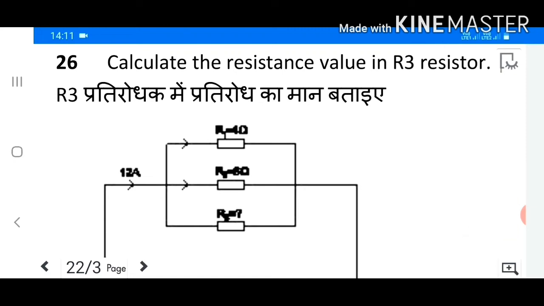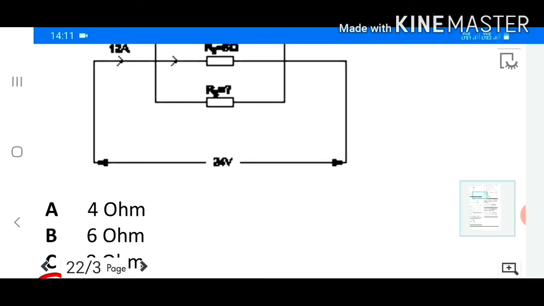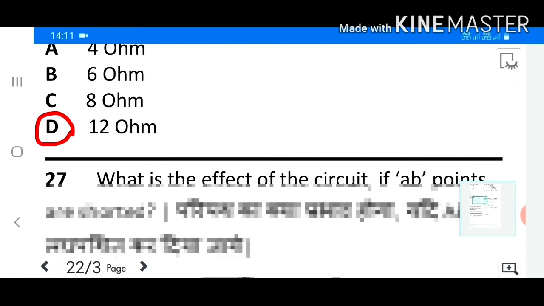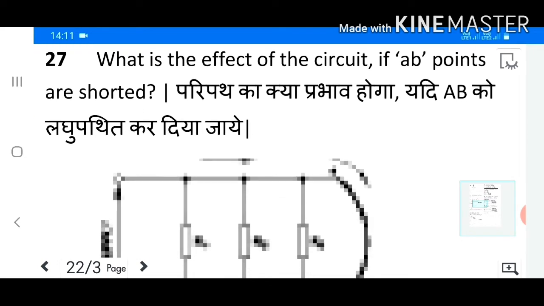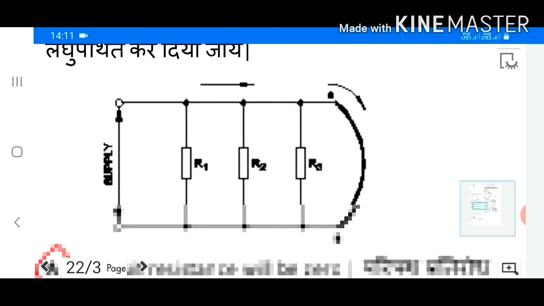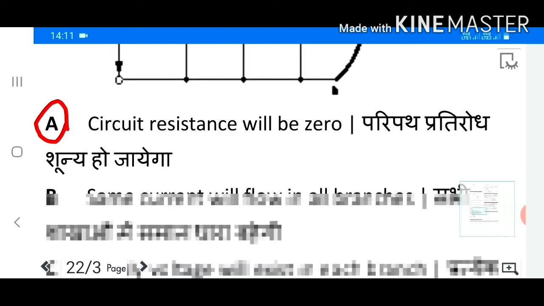26. Calculate the resistance value in R3 resistor. Answer D, 12 ohm. 27. What is the effect of the circuit if AB points are shorted? Answer A, circuit resistance will be 0.